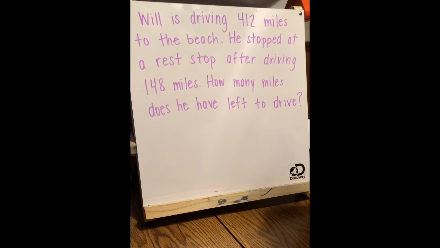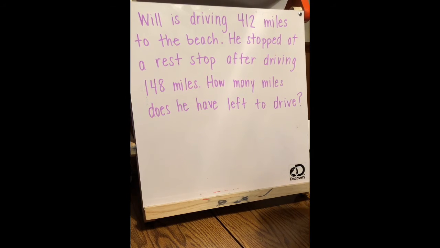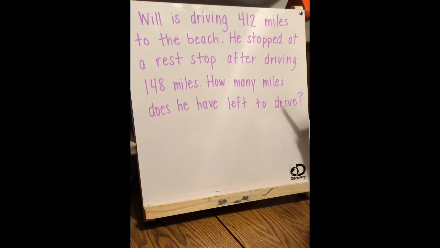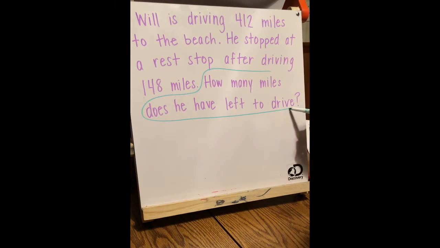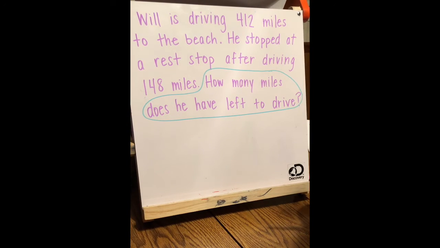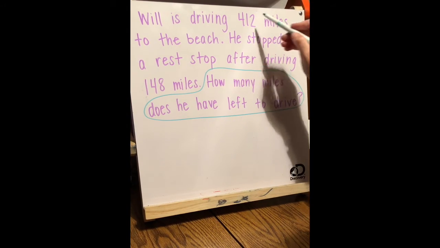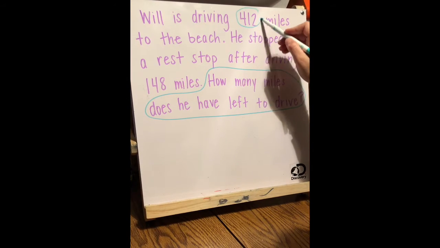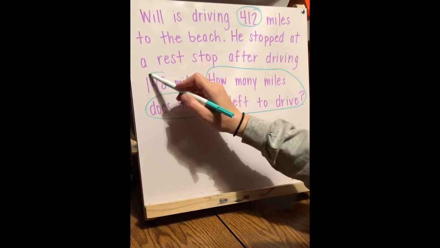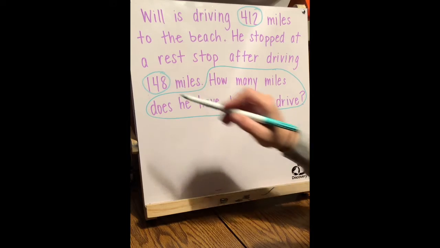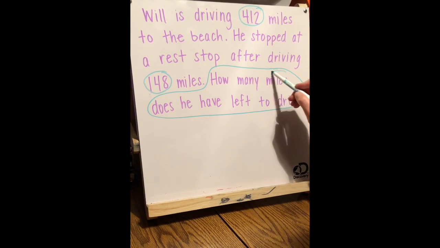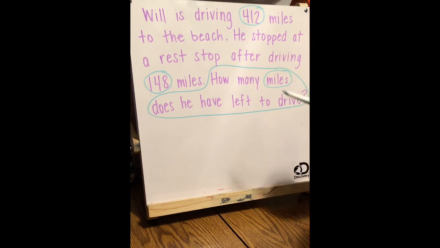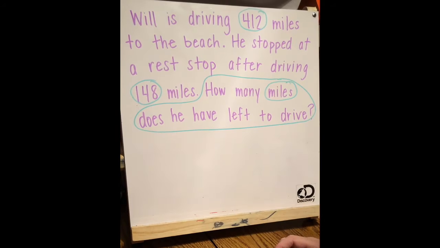Now we know when we come to a word problem, we use the strategy CUBS. So we want to circle our question, which is, how many miles does he have left to drive? We want to circle our essential numbers. 412 is our total. And here we have another essential number, 148. And then we want to find our label. And we are talking about miles. So miles will be our label.